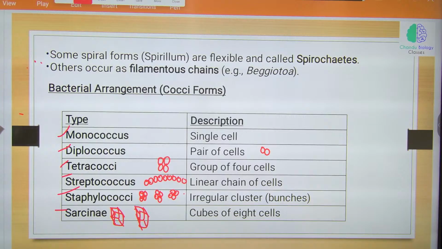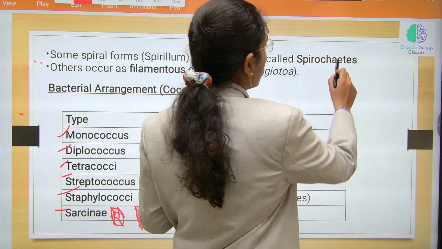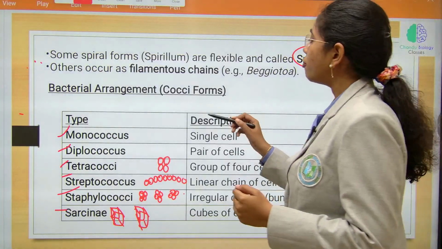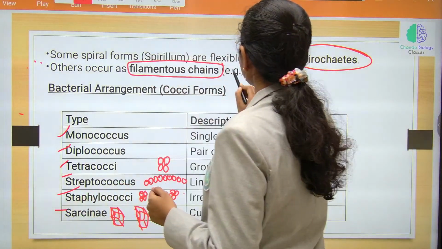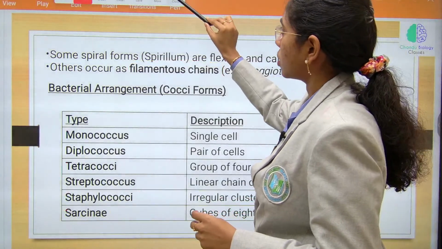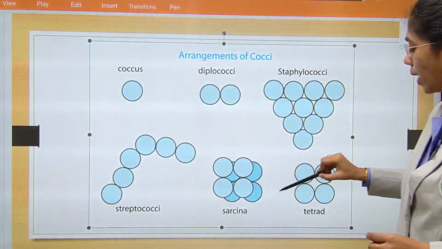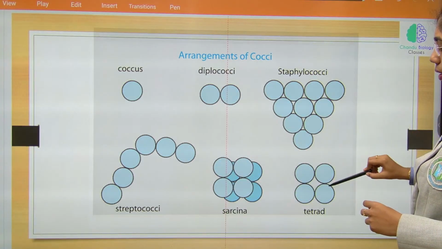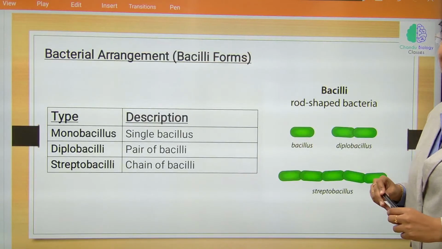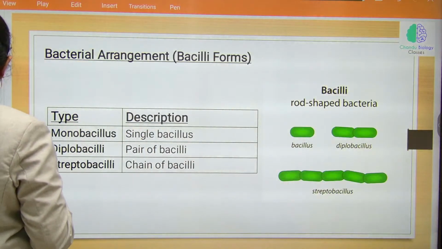Some of the spiral forms are also present, which are flexible, and they are known as spirochetes. Others will occur as filamentous chains, for example Beggiatoa. So these are the different cocci arrangements we have just gone through. Now the Bacillus arrangement. Bacilli forms are rod-shaped bacteria.